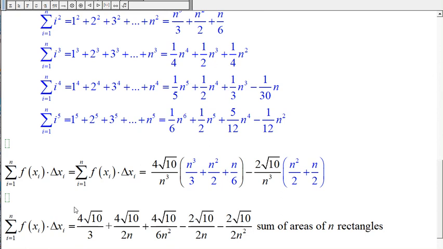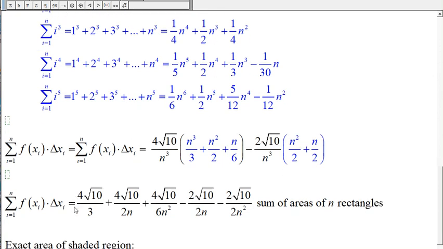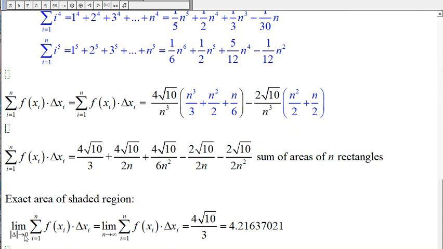And if we want the exact area, then we need to allow n to run to infinity or allow the norm to run to 0. Once again, the rectangles all have different widths, and the largest width is denoted by this symbol right here, which is called the norm. If the norm runs to 0, then the number of rectangles will run to infinity, and that's what we want. Since we want the exact area, we need to allow the norm to run to 0, and that will allow n to run to infinity.